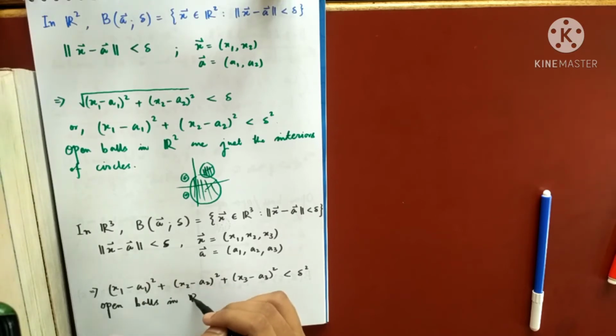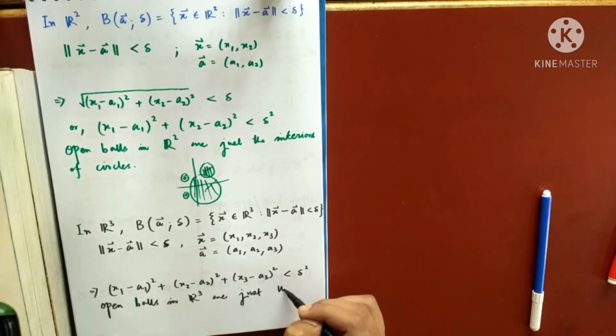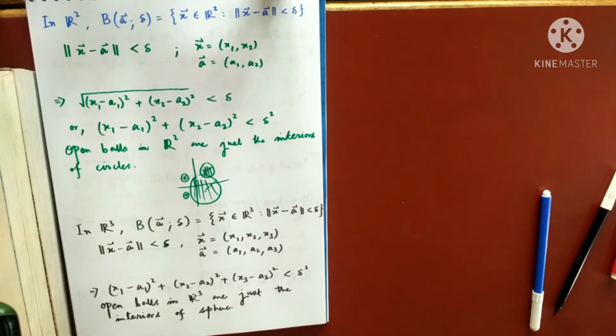in R3 are just the interiors of spheres. So for the room that I am sitting in, I can just imagine some balloons scattered all around, balloons of different shapes and sizes. So here is a balloon, here there is a balloon. The interiors of these balloons are nothing but open balls in R3. Okay.